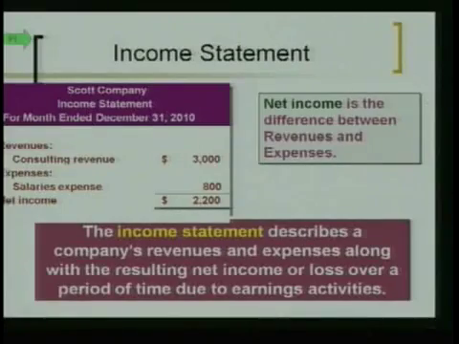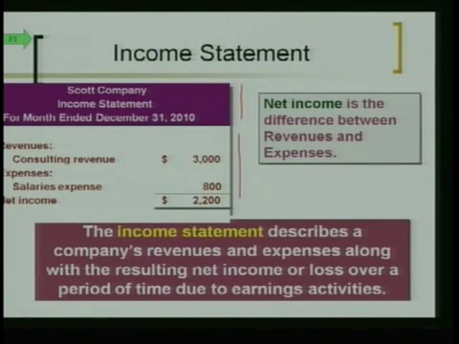Now, I want to point out something that's really important on this income statement. See up here in purple, you've got the name of the company, the name of the statement, and then it's dated for the month ended December 31, 2010. When you prepare a financial statement, I'm always going to ask you to prepare it in good form, or in proper form. So don't just give me this section here. No, I want you to prepare it in good form. Give me the name of the company, the name of the statement, and I want you to date it properly. Otherwise, it's kind of worthless information.